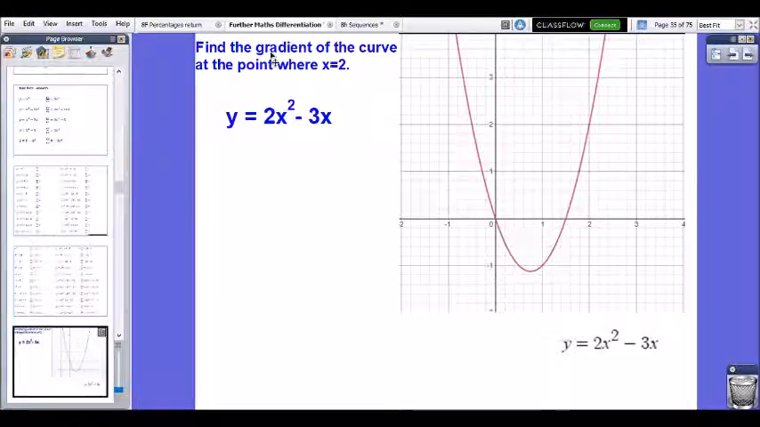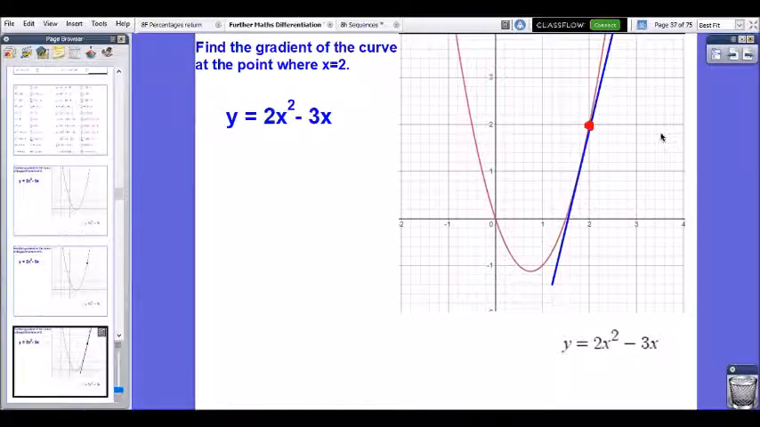Alright, so let's say they asked us this: find the gradient of this curve where x equals 2. Alright, so we have the curve y equals 2x squared minus 3x. Alright, so this is what it looks like. So it's asking us at the point x equals 2, so 2 along on my x-axis here, so it's this point here where I'm wiggling my cursor. It's saying what would the gradient be?